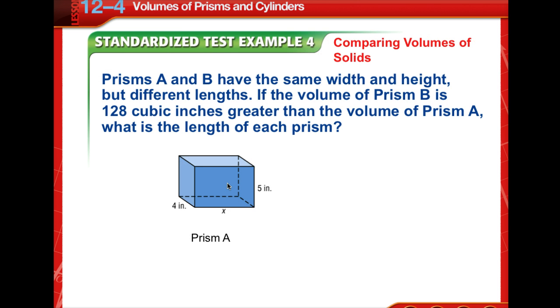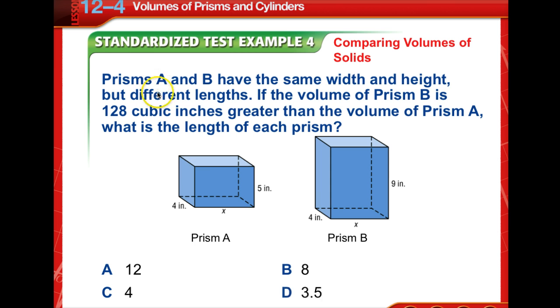And finally, a standardized test example. Prisms A and B have the same width and height, but different lengths. So they're both, the base is 4 by x, but this one has a length of 5 and this one has a length of 9.